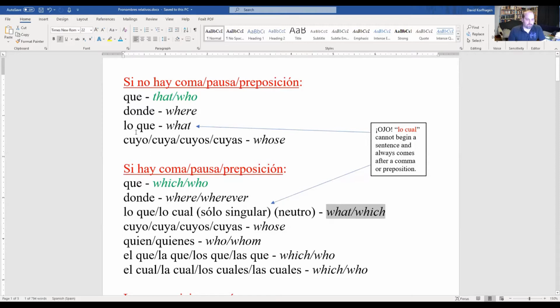Notice also here, we have lo que just by itself when there's no comma, pause, or preposition. And then when there is one of those three things, lo cual is a second option, right? And hopefully the examples that we're about to look through will help clear some of that up, right?